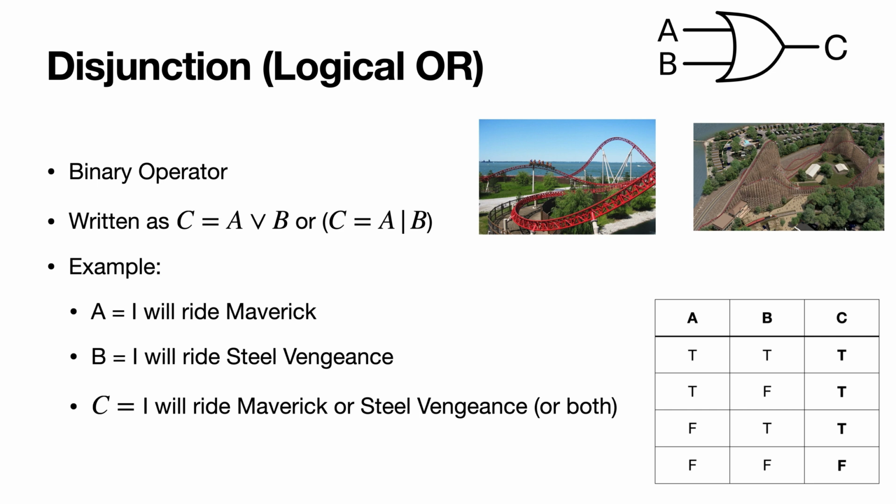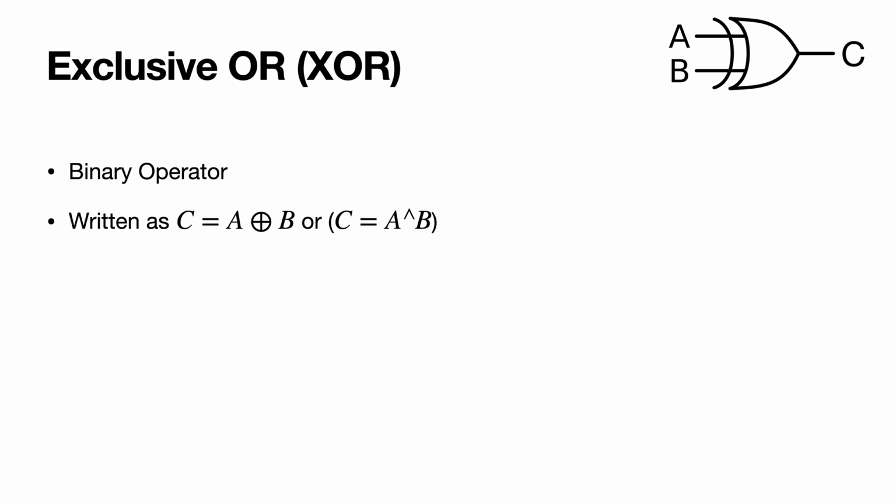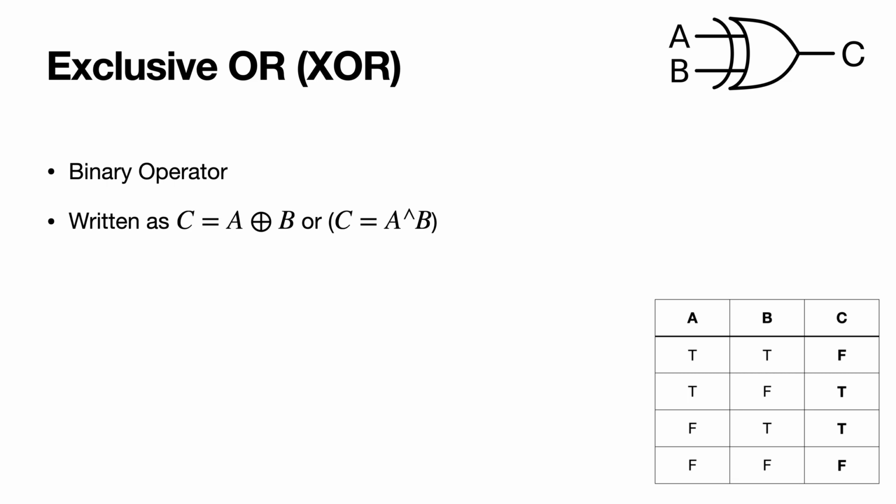But this claim would be true if either one or both are true. The next connective we're going to talk about is exclusive or, sometimes called XOR. This is a binary operator that's perhaps a little bit more like the English use of the word or, meaning it's true when A or B is true, but it's false if both are true and false if both are false.